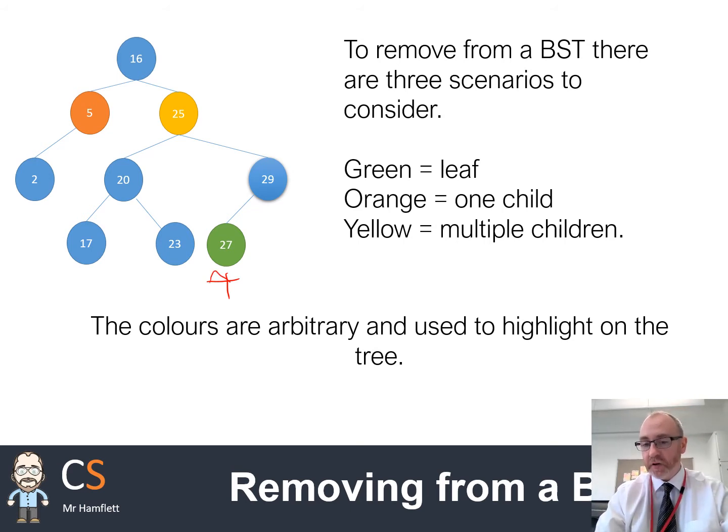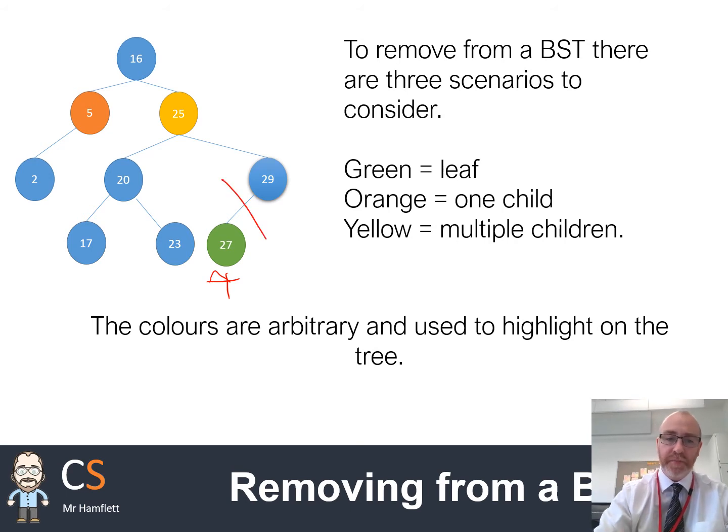Because if you think about it logically, if I want to remove 27, I just get rid of that link, wouldn't I? So I can set 29's left to null, and I'm done. So nice and easy. We then have the situation where we have 1 child.